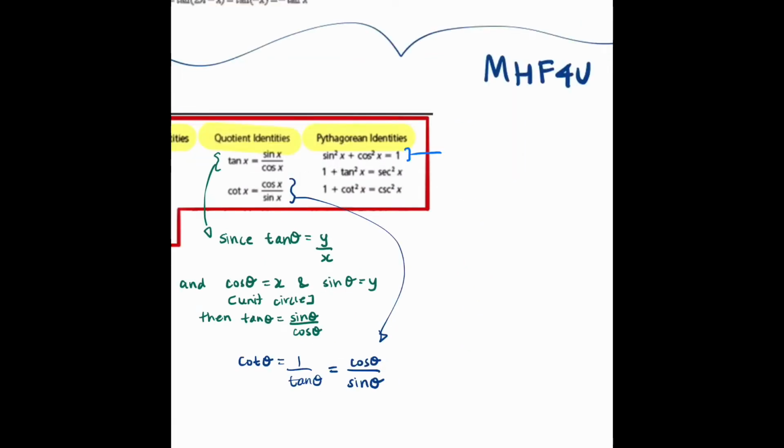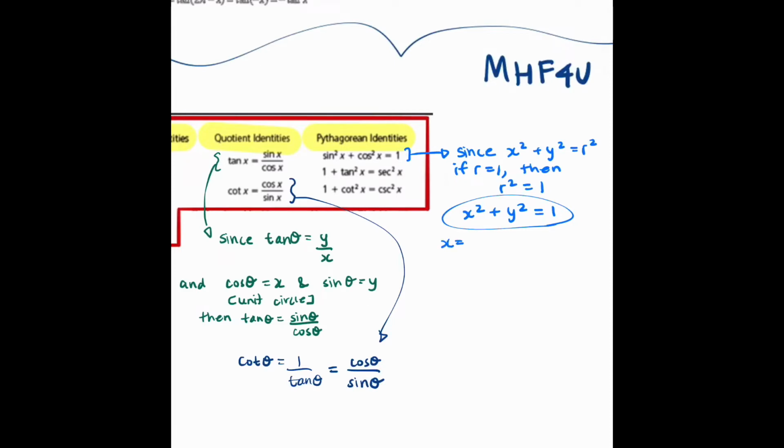For the basis of why sine squared x plus cos squared x equals 1, recall that you have x squared plus y squared equals r squared when we draw a right angle triangle within a circle. And if r is equal to 1, then r squared is going to equal 1 as well. And so we have x squared plus y squared is equal to 1. And that's what we're working with.